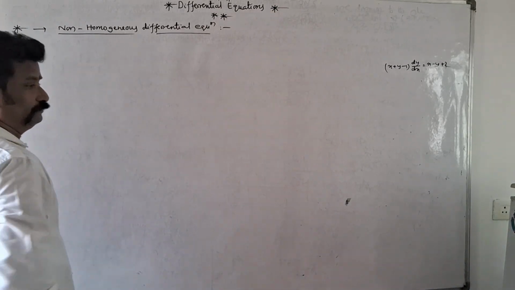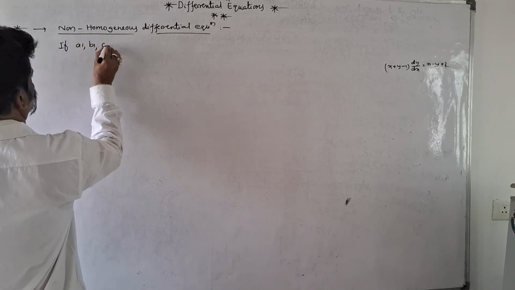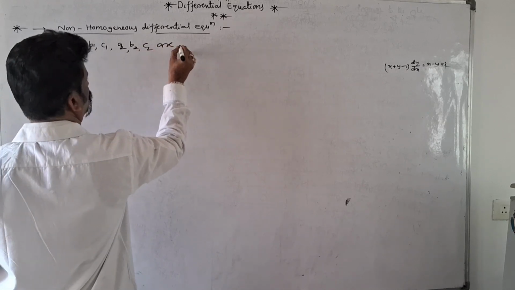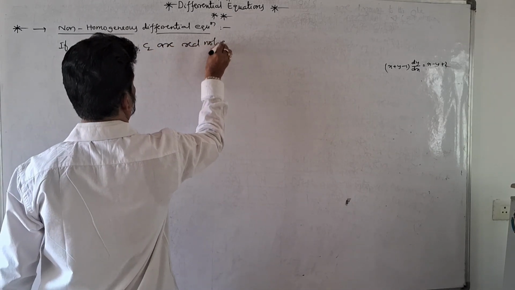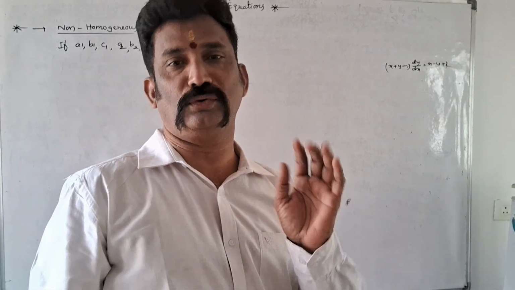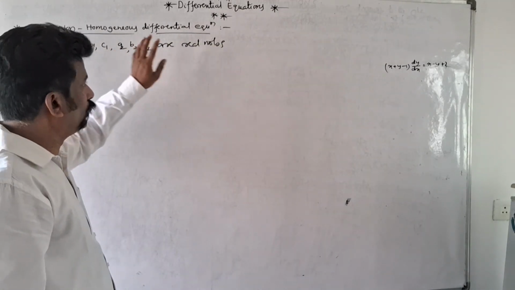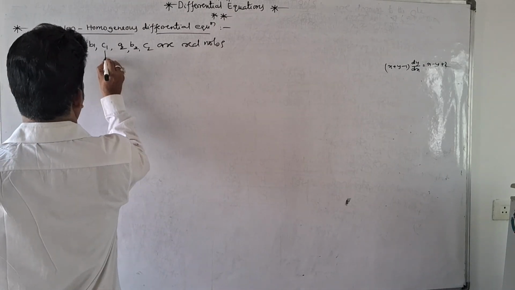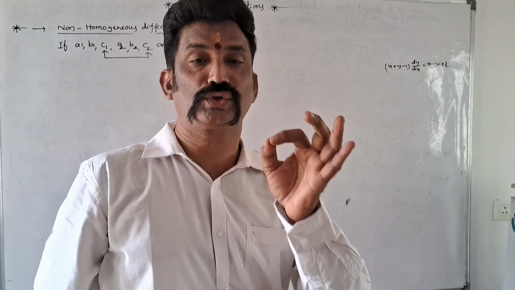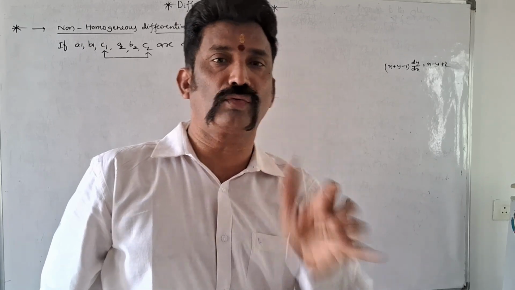So if a1, b1, c1, a2, b2, c2 are real numbers and at least one of c1, c2 should be non-zero. I repeat, if a1, b1, c1, a2, b2, c2 are real numbers and at least one of c1, c2 should be non-zero. That is, at least one of c1, c2 should be not equal to 0.